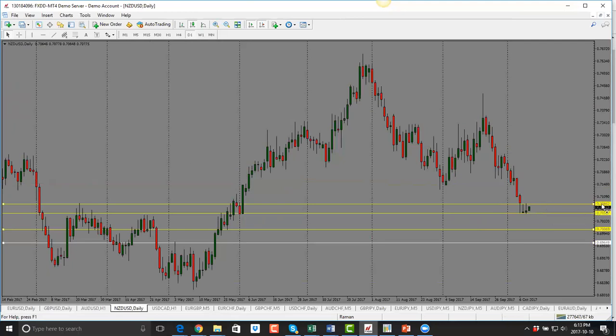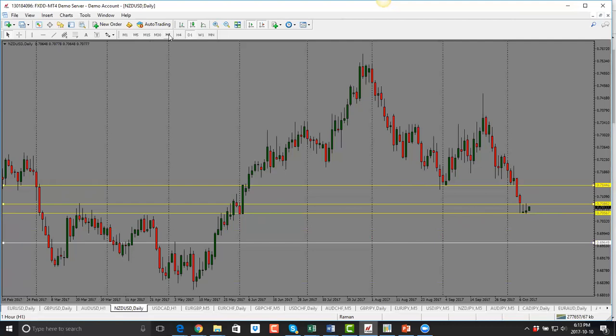So the first target would be 70.80, so 0.7080. But beyond that, we are looking at a further move to the upside. So if everything turns bullish against the US dollar, New Zealand dollar is likely to go up as well. And the target here will be 0.7150.